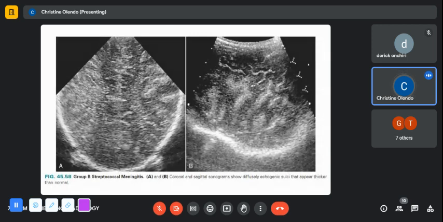Here we have two images, one in coronal and one in sagittal section. In the coronal section, with my laser pointer on, we're seeing diffusely echogenic sulci that appear thicker than normal. So you have the sulci becoming echogenic bilaterally, and they appear thicker than what you expect in a normal patient. It's better visualized on the sagittal section, where the sulci are very echogenic, thicker, and not very well defined.